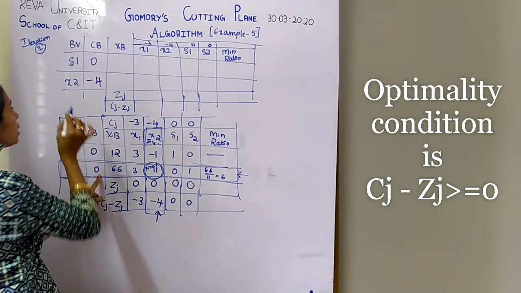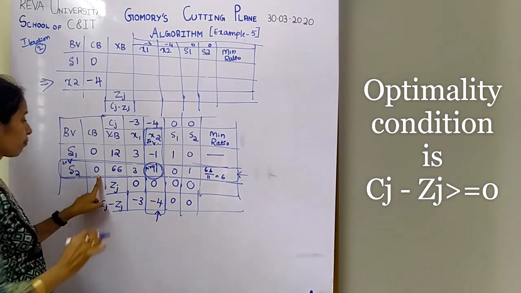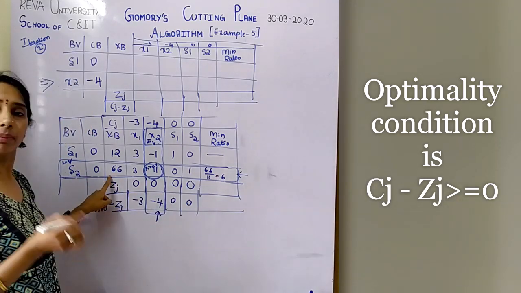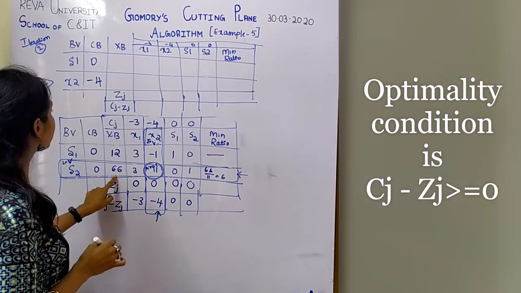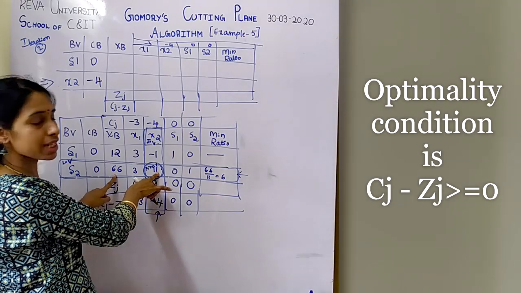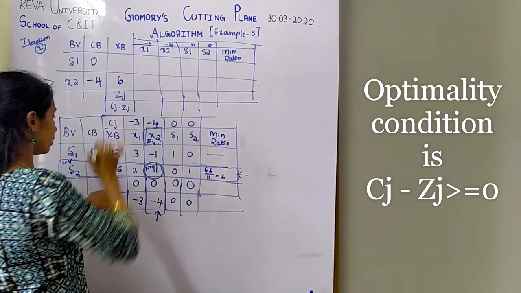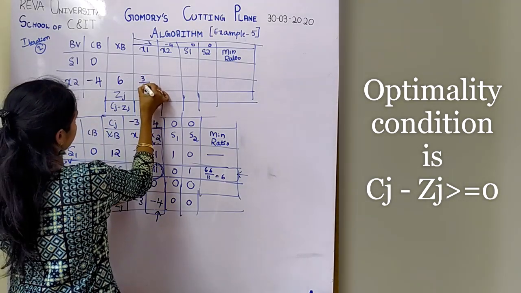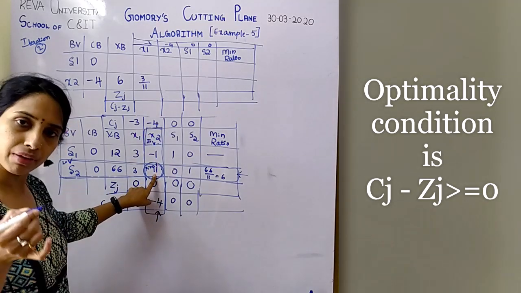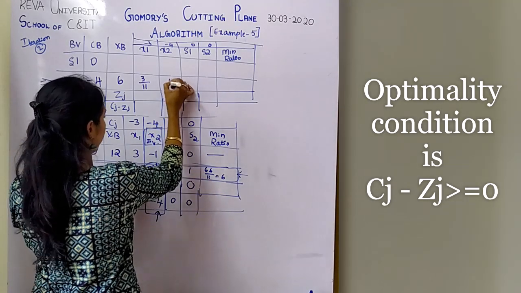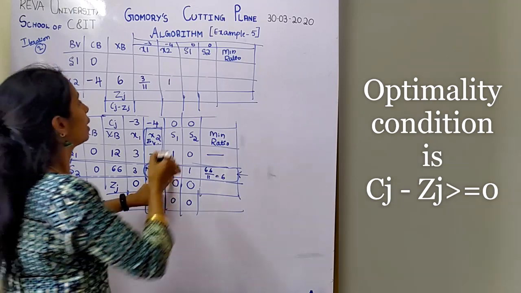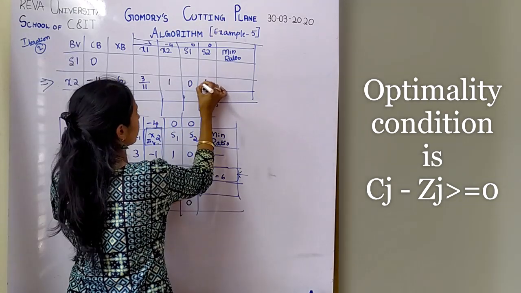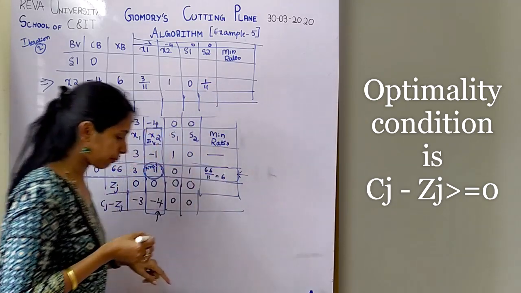So, this is our new row. The formula is old value divided by pivot. So, 66 divided by pivot, which is 11, gives 6. Then 3 divided by 11, 11 divided by 11 itself gives 1, 0 divided by 11 gives 0, and 1 divided by 11 gives 1 by 11.